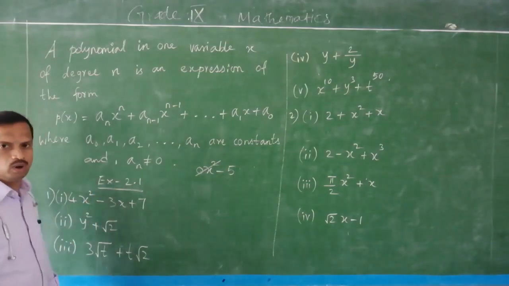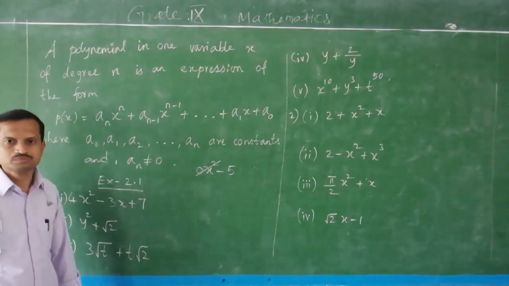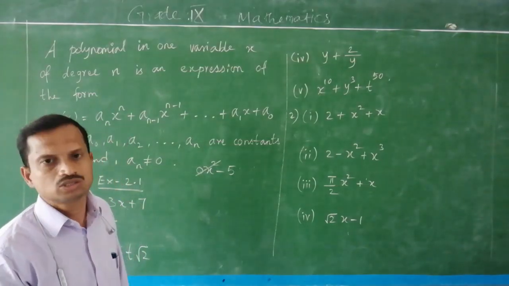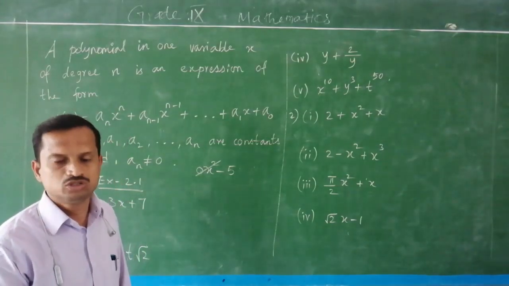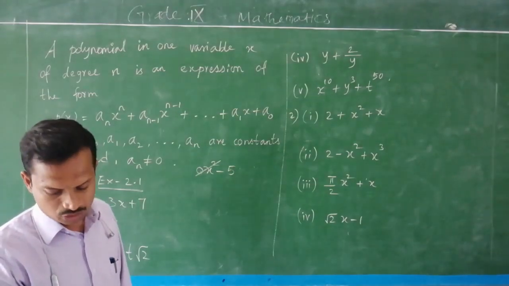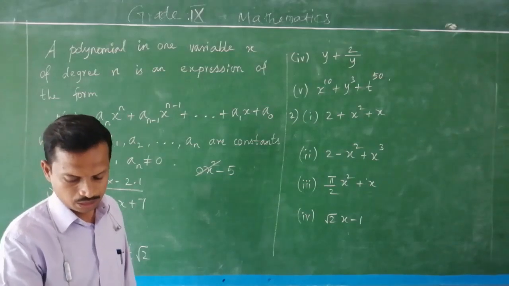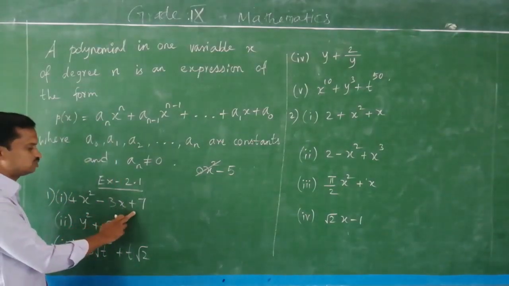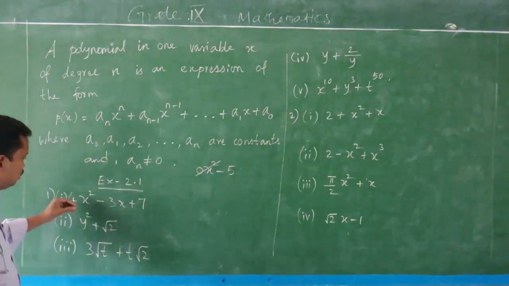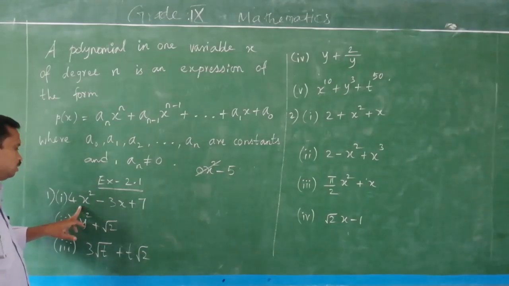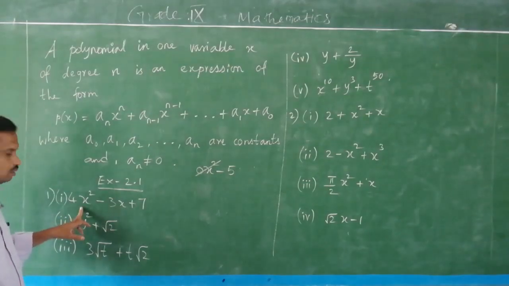In exercise 2.1, the first sum, they are asking which of the following expressions are polynomials in one variable and which are not. State reasons also. For example, 4x square minus 3x plus 7. Is it a polynomial or not? That is the question. So can you say?